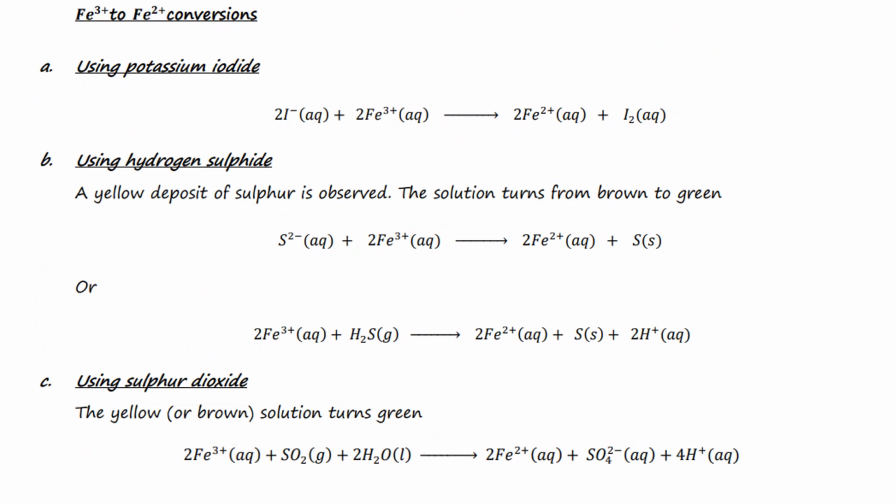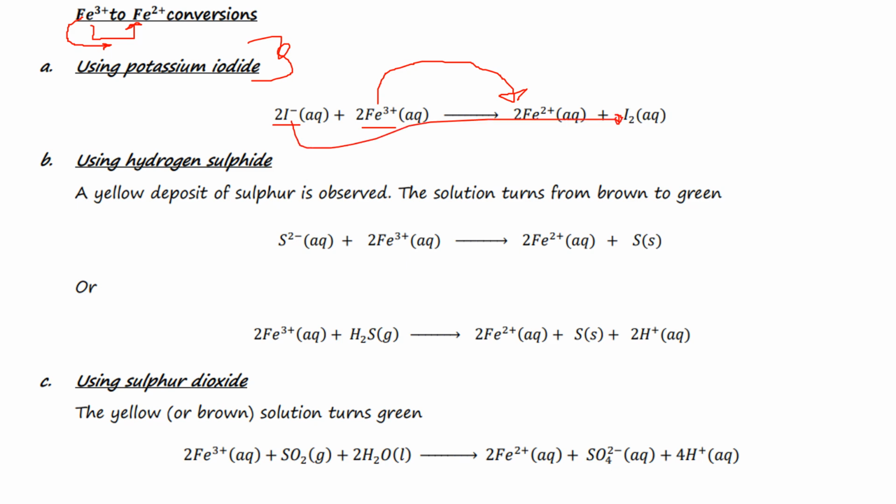Now let's look at the conversions involving iron 3 ion to iron 2 ion. Here we are going to be looking at the oxidizing properties which iron 3 ion has in a test solution, and we are just going to be adding other reagents containing anions which the iron 3 cation can oxidize. So if you start with the reagent potassium iodide, the iodide ion is going to react with the iron 3 ion, and the iron 3 ion is going to be reduced to the iron 2 ion, and the iodide ion is going to be oxidized to iodine.